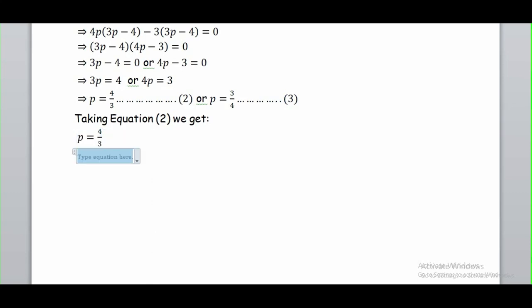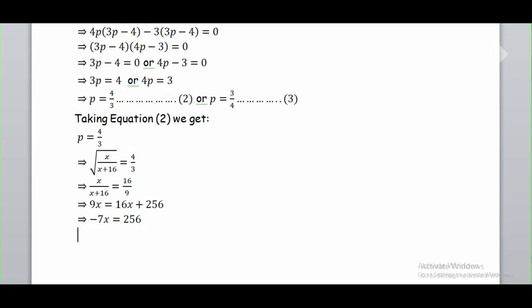root over x by x plus 16 equal to 4 by 3. Now to remove the root, we will square both sides and then cross multiply. 9x equal to 16x plus 256, and then minus 7x equal to 256, and then x equal to minus 256 by 7.